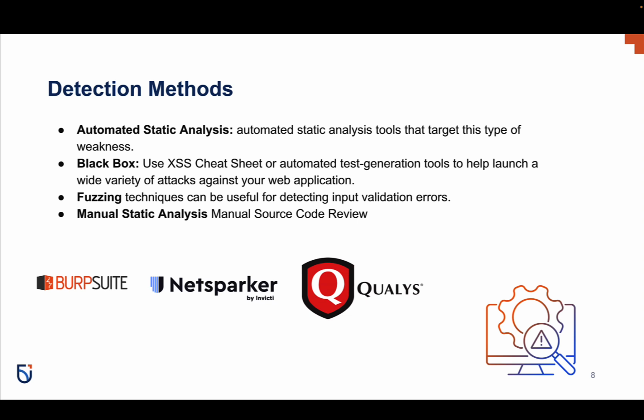And also using the black box method, there is a cross-site scripting cheat sheet published, and you can take that and try various different attacks against your web application to make sure it is not vulnerable to cross-site scripting. Fuzzing can help us detect any input validation error. This would be useful. Once we identify any input validation error, we can try to manipulate it to see if a cross-site scripting vulnerability exists within that as well.